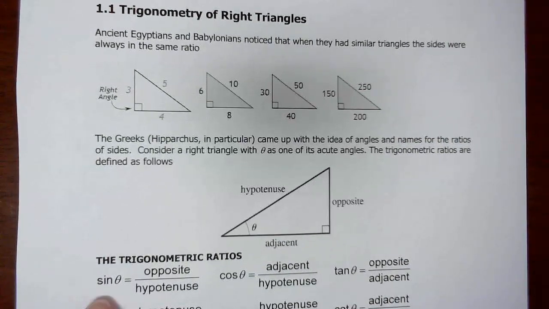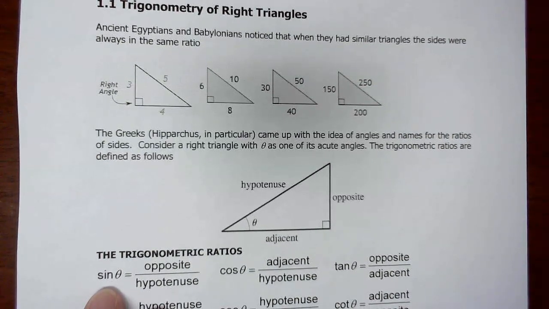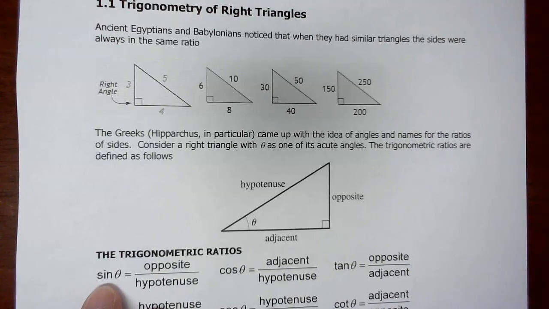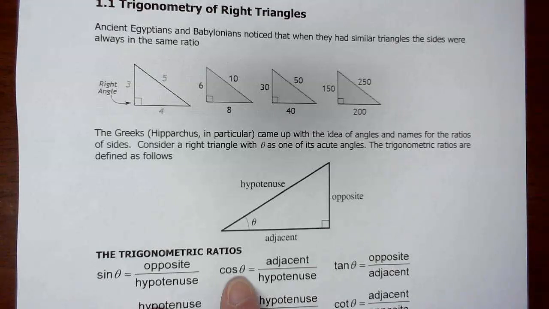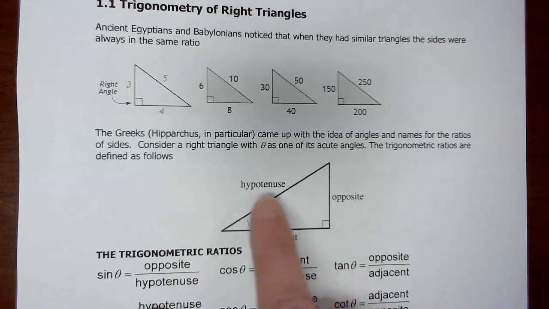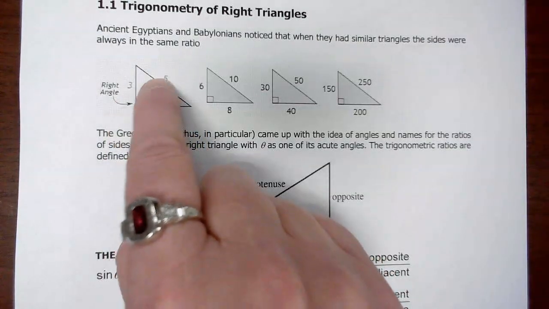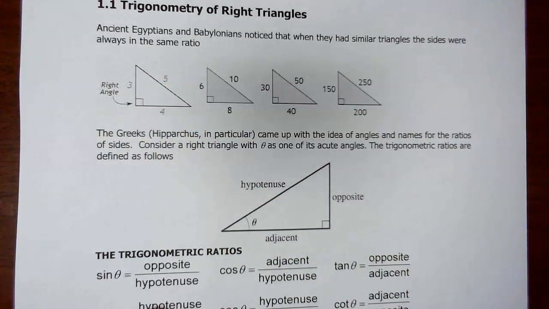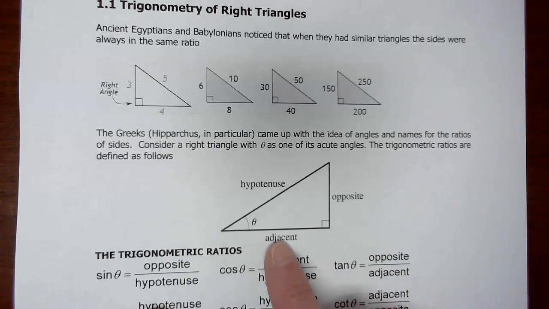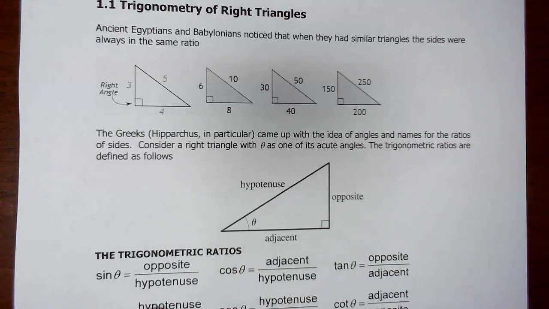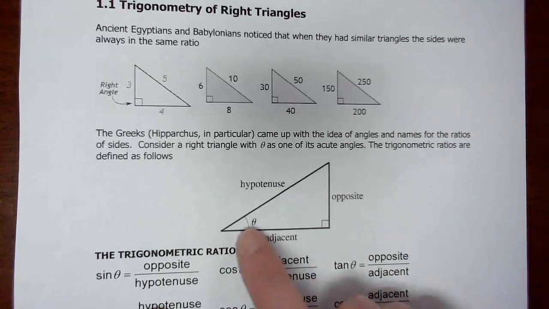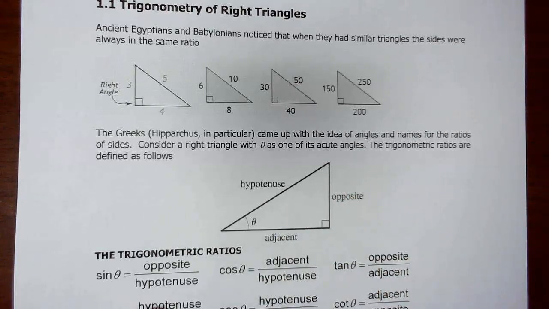So sine, S-I-N-E, is just abbreviated S-I-N. We do not sin in math. Sine is the opposite side over the hypotenuse. So if I was using this angle, that would be 3 over 5. Cosine would be the adjacent side over the hypotenuse. Tangent is the opposite over the adjacent.